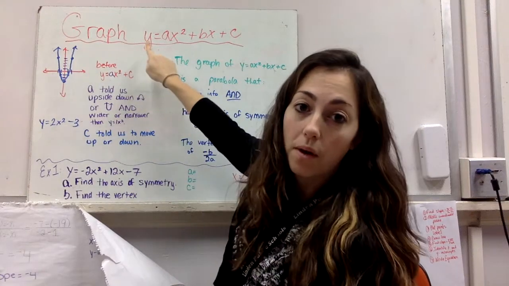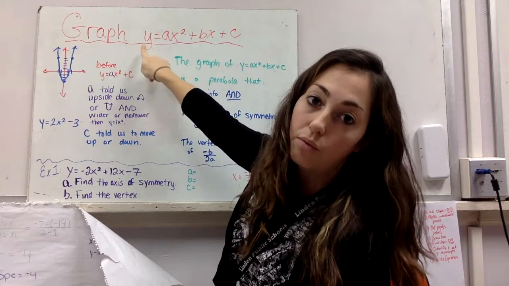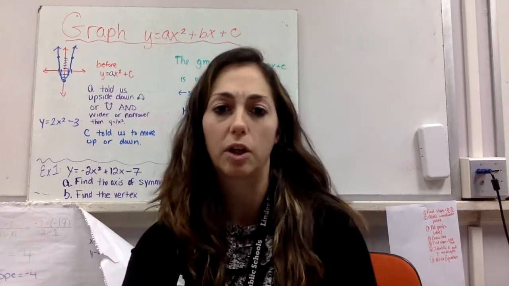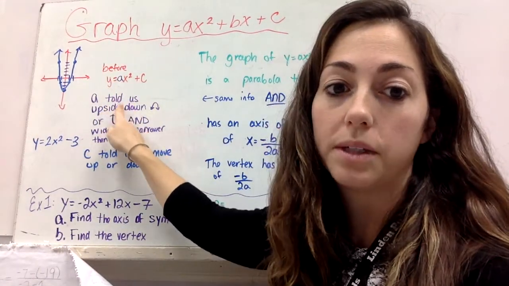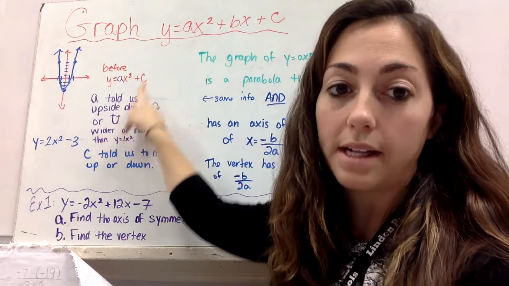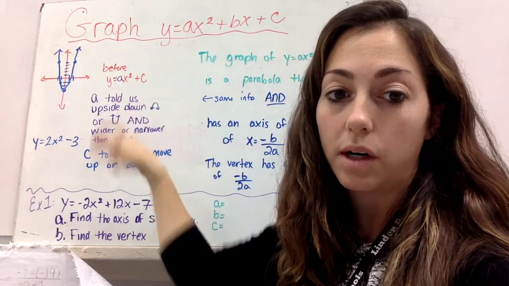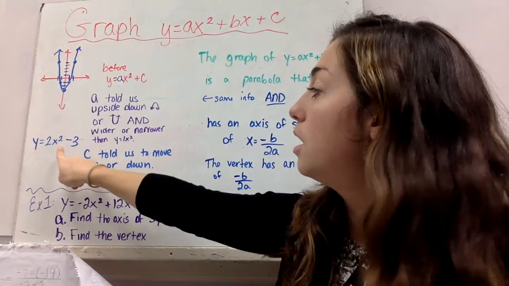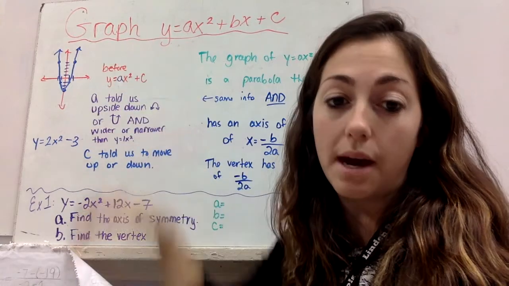Alright, today we're going to talk about graphing parabolas, the quadratic function in standard form y equals ax squared plus bx plus c. Before, we only dealt with y equals ax squared plus c, and the a told us whether it was upside down or right side up. It also told us whether it was wider or narrower than the parent function y equals 1x squared, depending on that number. And then that c value told us whether we were going up or down on that y-axis.